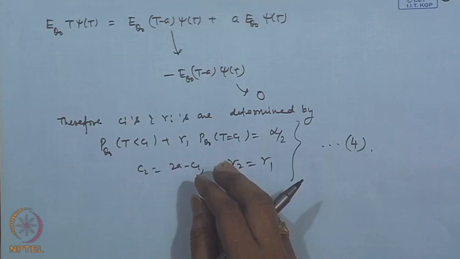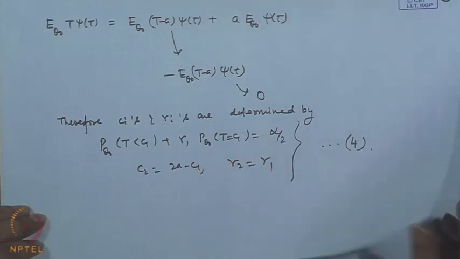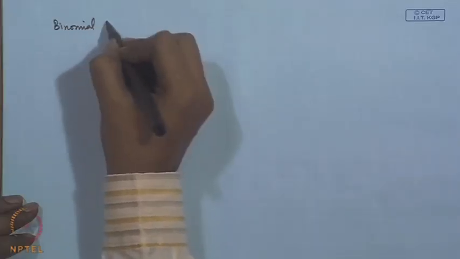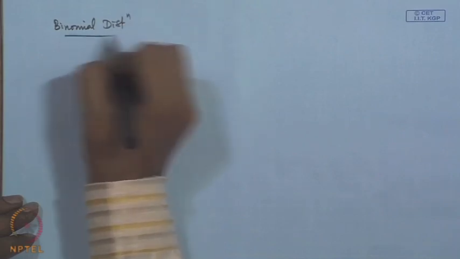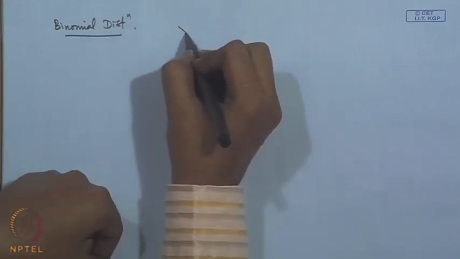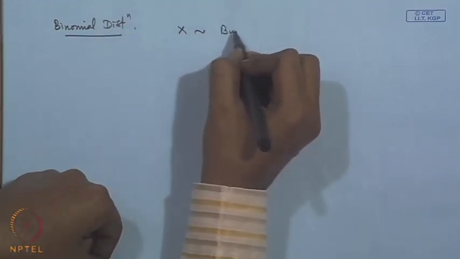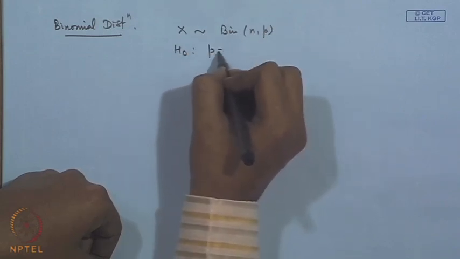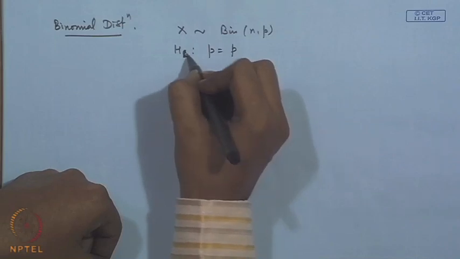Let us consider an example here, the binomial distribution. Okay. So, let us consider say X follows Binomial(n, p). We are considering the testing problem for H 4.